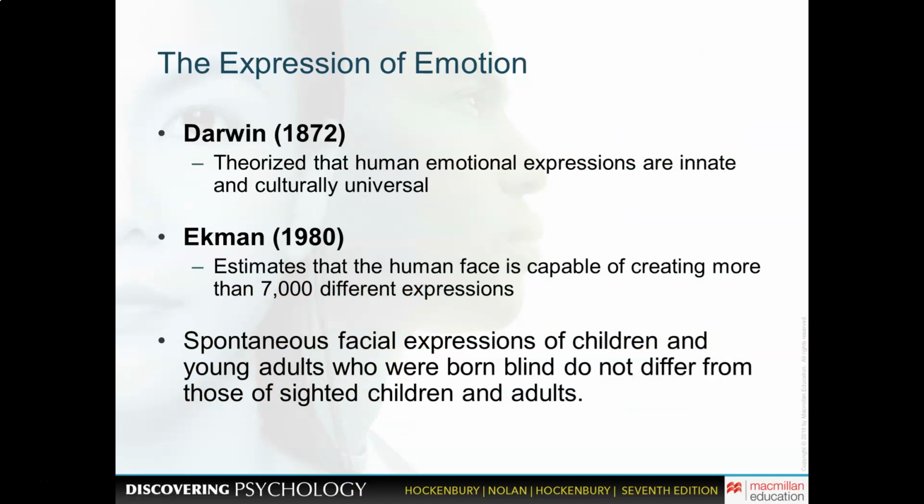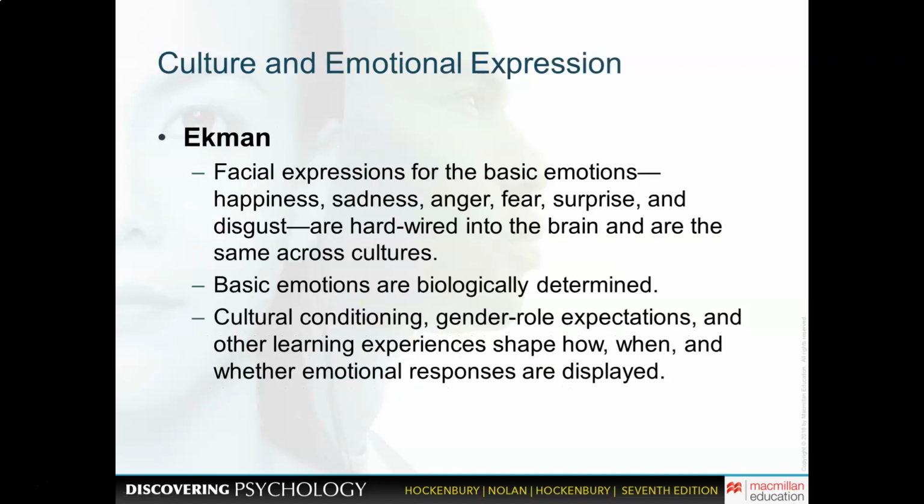Now, regarding the expression of emotion, back in the 1800s, Darwin theorized that human emotional expressions are innate and culturally universal. Whereas by 1980, the researcher Ekman estimated that the human face is capable of creating more than 7,000 different expressions. Now, this just talks about what Ekman found and what he proposes regarding emotional expression.